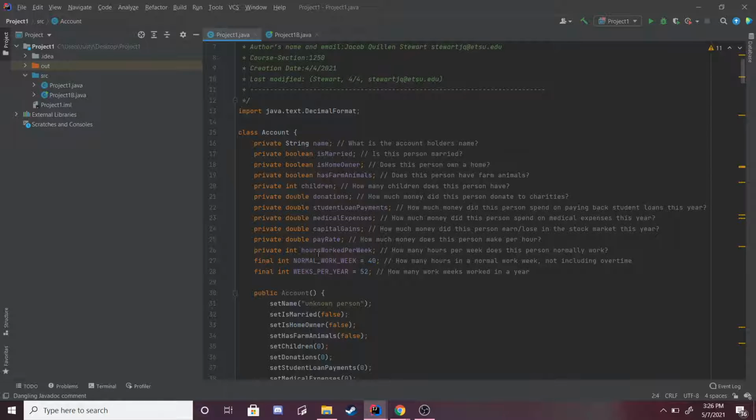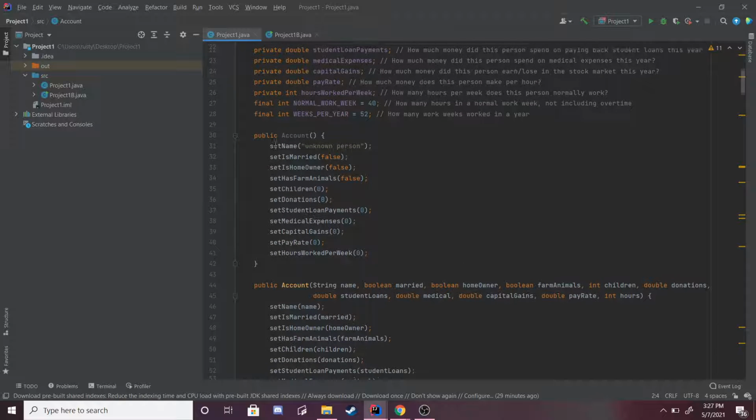A private double for capital gains, so how much did they earn or lose. A private double for pay rate, for how much a person makes an hour. A private integer for hours worked per week. A final integer called normal week, which is set to 40, for how many hours in a normal work week. And a final integer called weeks per year, which is set at 52 for how many weeks the account owner works a year.